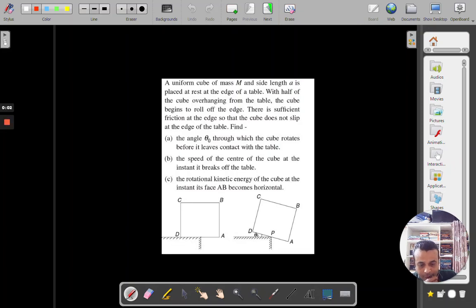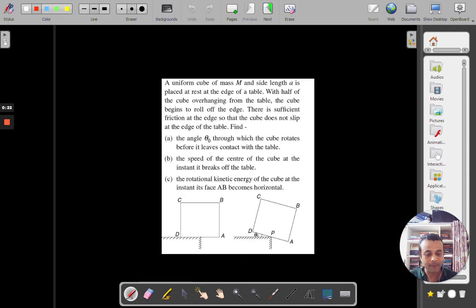So this is a question. A uniform cube of mass m and side length a is placed at rest at the edge of a table with half of the cube overhanging from the table. The cube begins to roll off the edge as shown in the diagram.